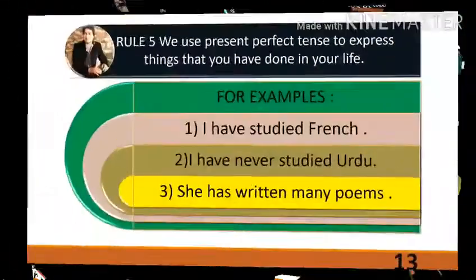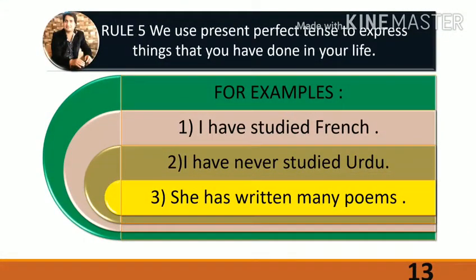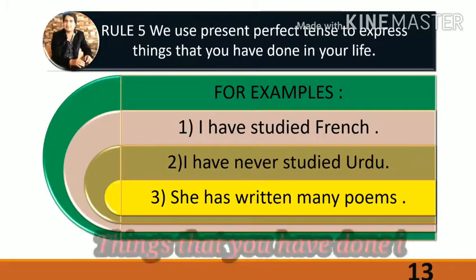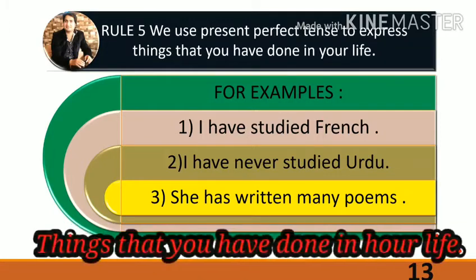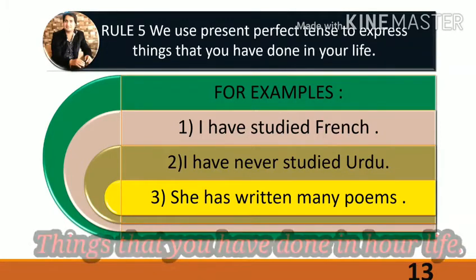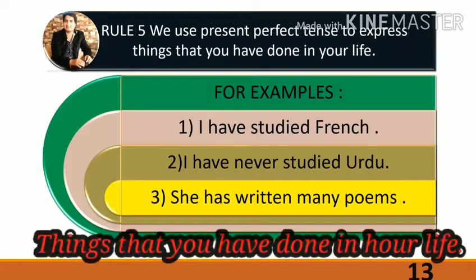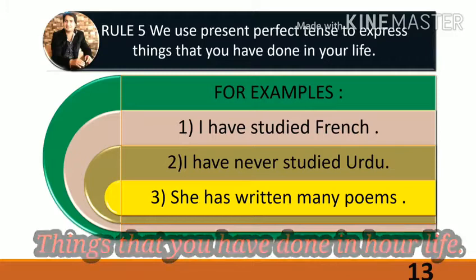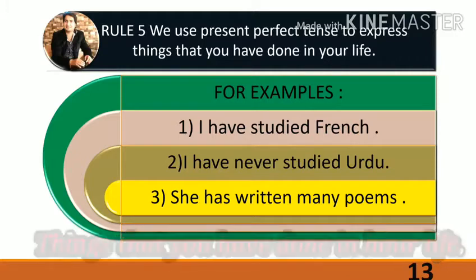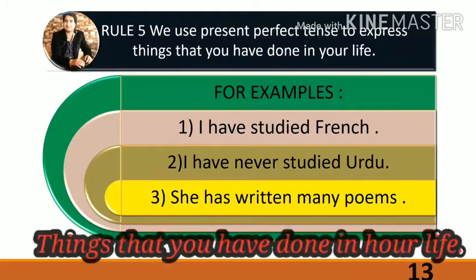Now students, let us have rule 5. In rule 5, we use present perfect tense to express things that you have done in your life. What I am saying is, something you have already done in your life, but whenever you want to express that thing, you can use present perfect. Let's discuss an example to clear this concept.